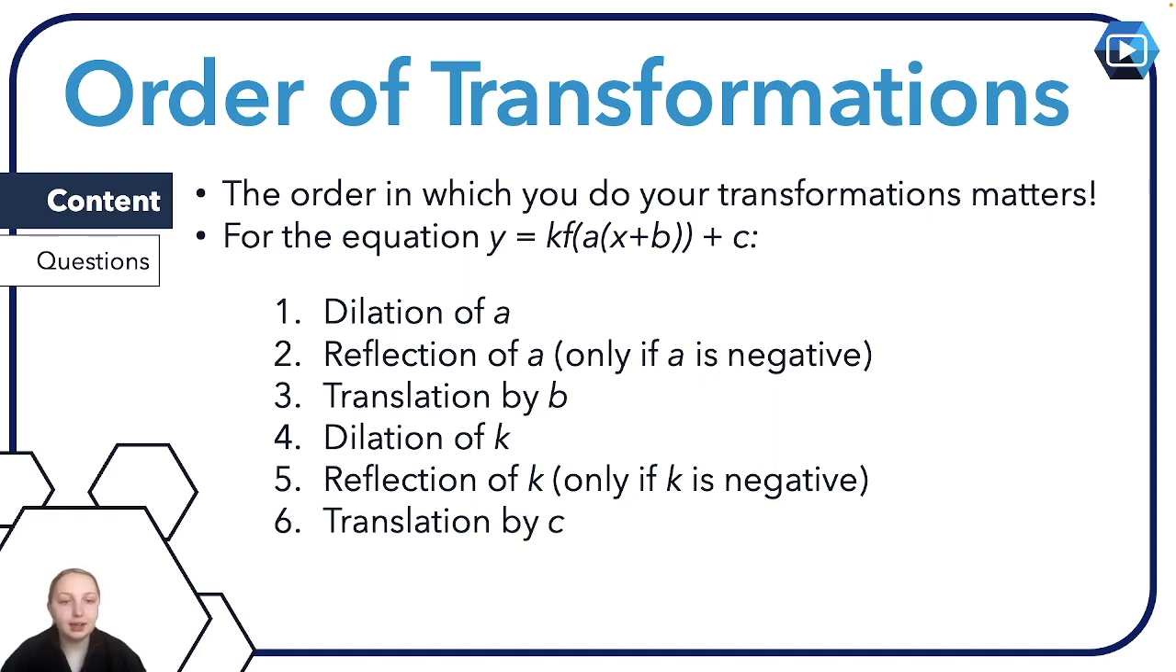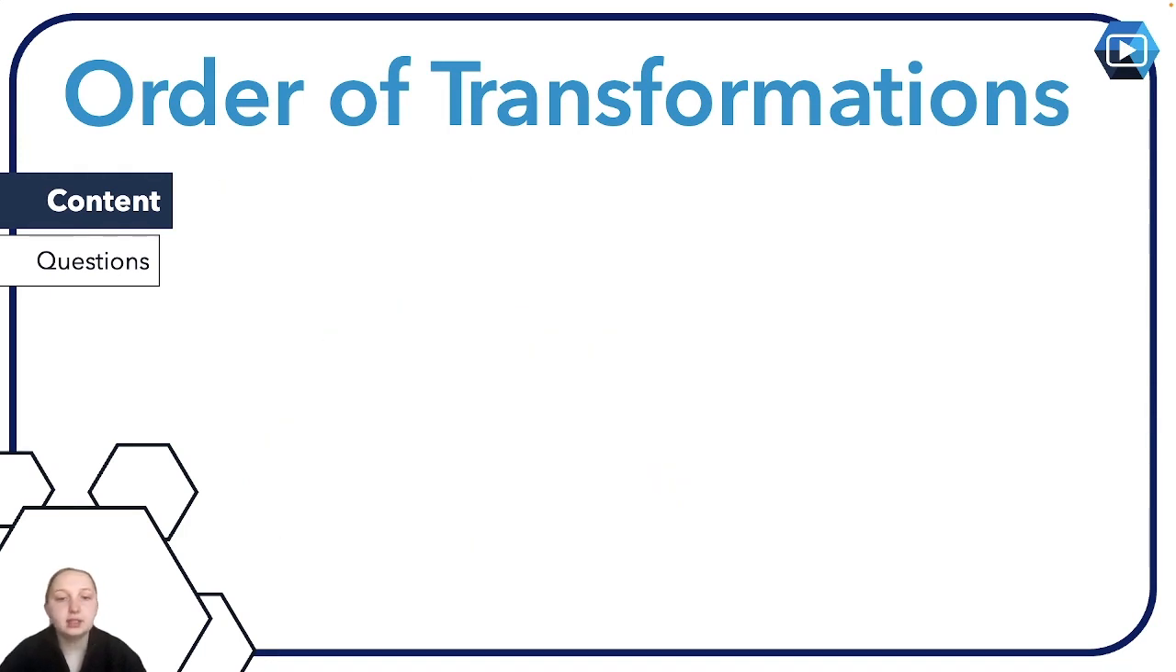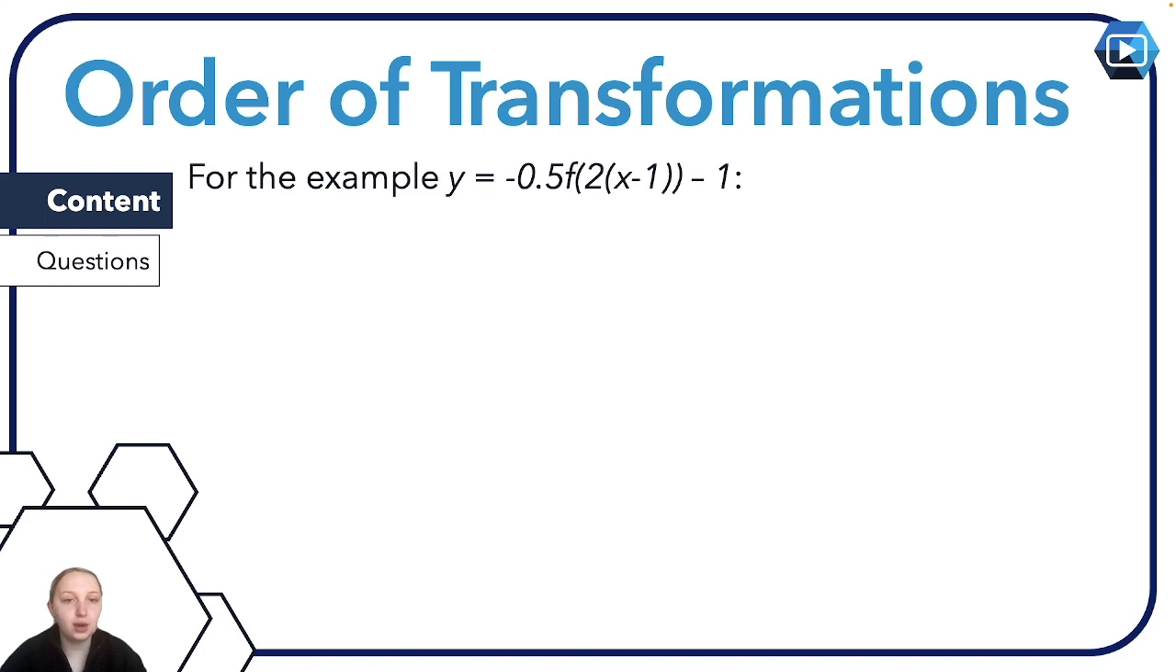It's really important here that you understand how to do each of these steps and you remember the order they need to be done in, to obtain the correct graph if you're asked to perform a series of transformations. If it helps you to remember, always start with a at the beginning of the alphabet, followed by b. So we'll have a look at an example to see the importance of the order of transformations. We'll be thinking about the example y equals negative 0.5 f(2x minus 1) minus 1.